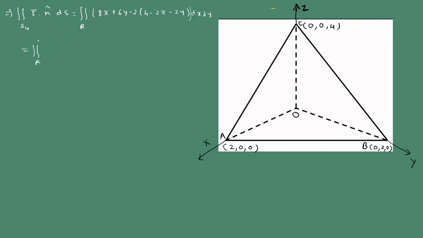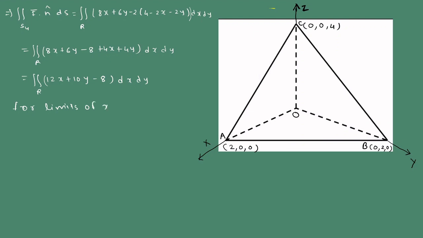8x plus 6y minus 8 plus 4x minus 4y or plus 4y, dx dy. Correct? So double integration over R, 8x plus 4x is 12x, 6y plus 4y is 10y, minus 8 dx dy. Now for the limits of x and y. Okay?